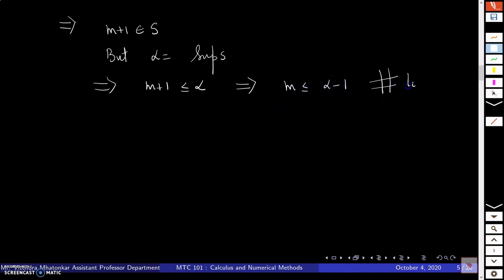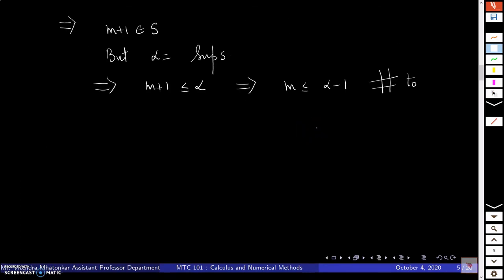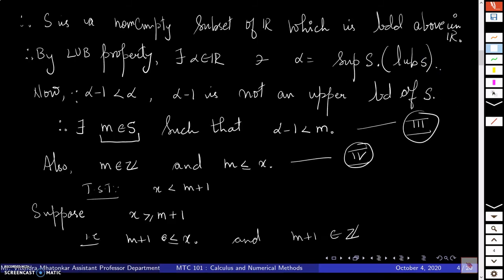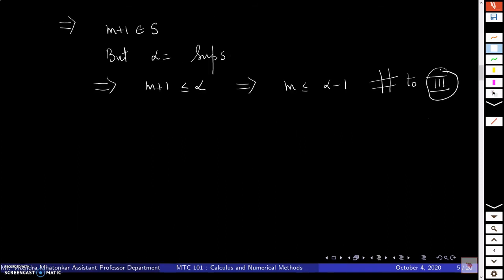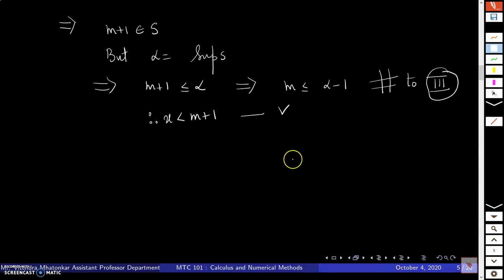This is a contradiction to statement 3, where we are saying alpha minus 1 is strictly less than m, and now I'm saying alpha minus 1 is bigger than or equal to m. So this is a contradiction to the statement 3 that we had done earlier. We're getting this contradiction because we assumed that x is bigger than or equal to m plus 1, and therefore x is strictly less than m plus 1. I'll name this as 5. And finally, by 4 and 5, what do I have?